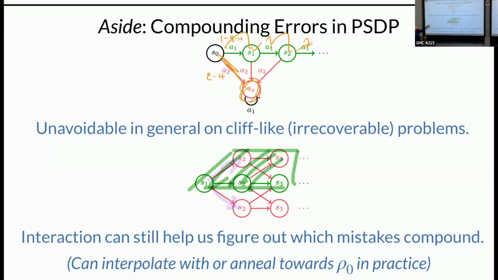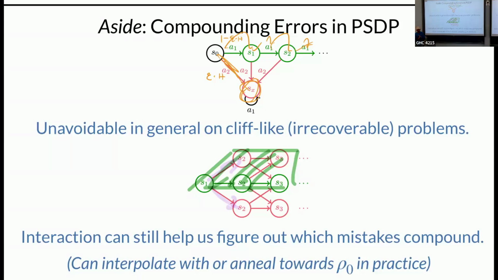So my point is that the reason something like PSDP will do better than behavior cloning is that it actually observes the future consequences of the policies it chooses in the future. And this lets us figure out which mistakes compound and which ones don't. But for you to actually reap these benefits, you need to be in this sort of recoverable problem. It can't be that you make one mistake and fall off a cliff and there's nothing you can do to fix it.